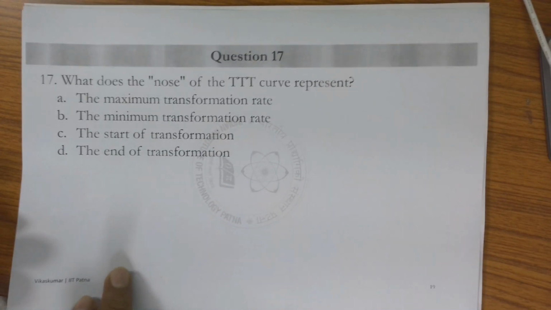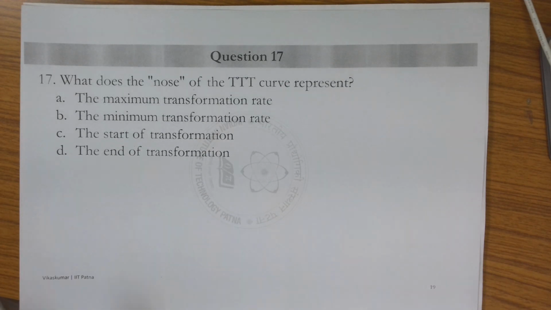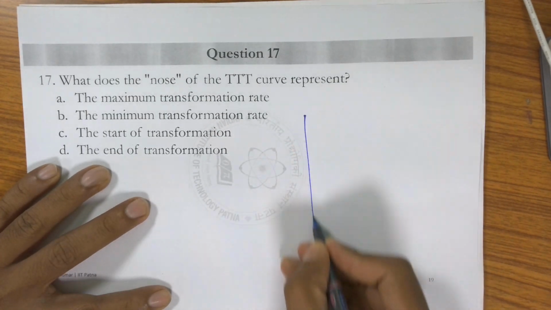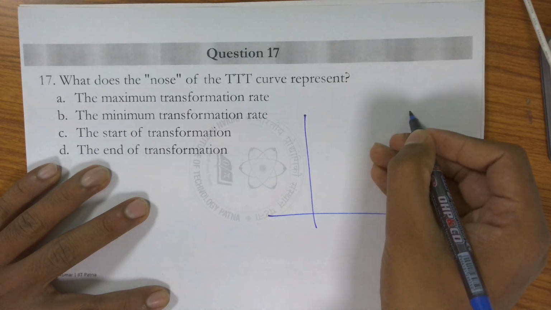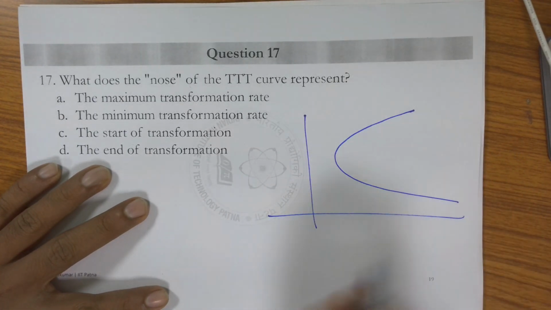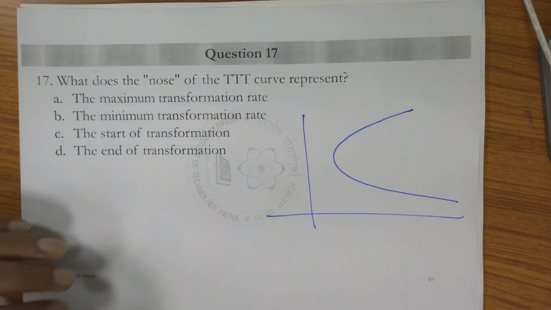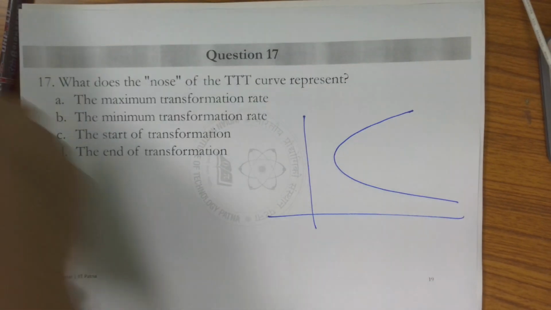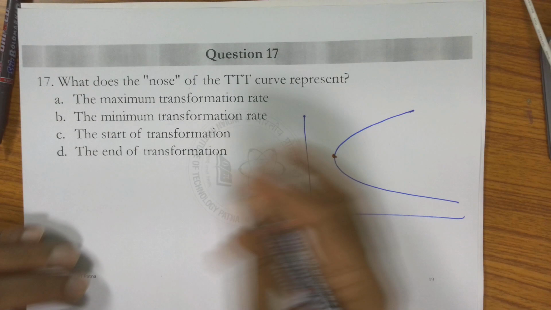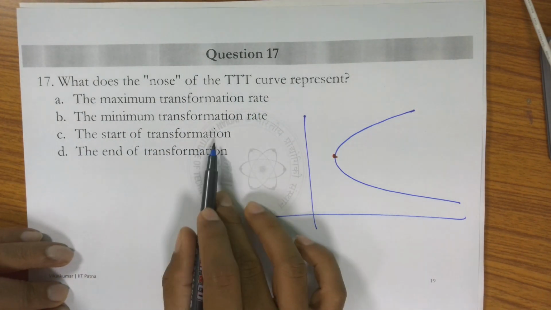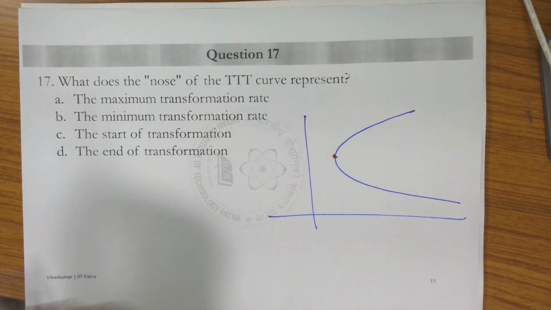Let's move toward the next question, question number 17. What does the nose of the TTT curve represent? We have seen the TTT curve, time temperature transformation. It is more or less something like this. So what is this particular nose representing? The maximum transformation rate, the minimum transformation rate, the start of the transformation, the end of the transformation.